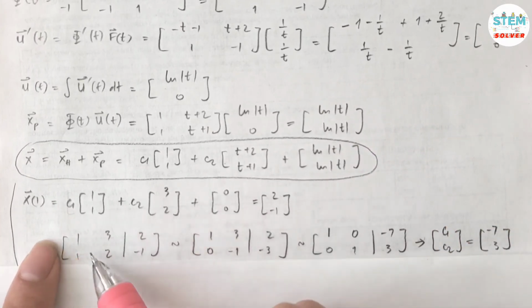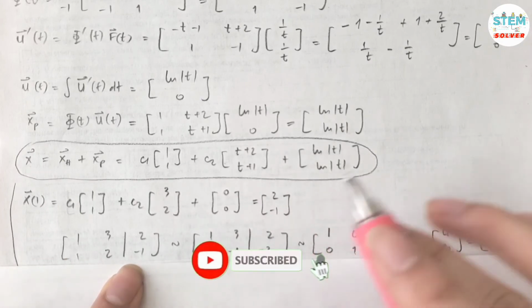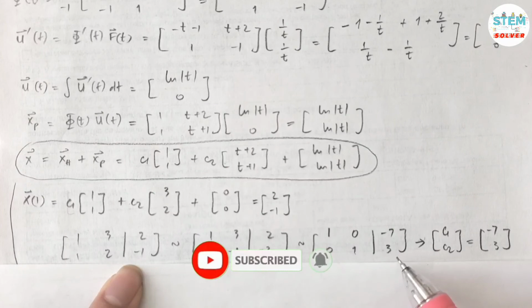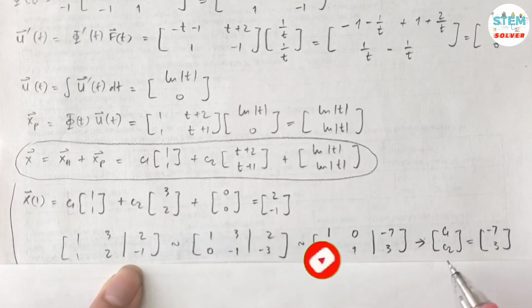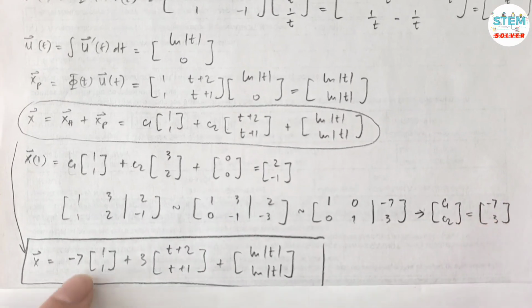Now from c1 c2 I put it into a matrix. This one just ignore it and augment with this one, reduce it down to echelon form. I got c1 equals -7, c2 equals 3. Then my final answer is equal to this one.